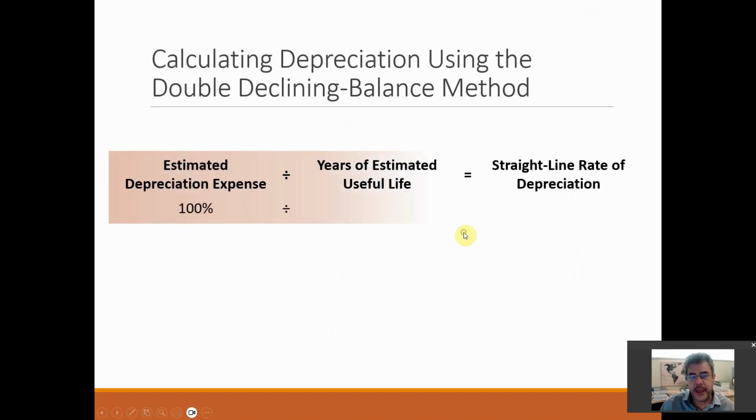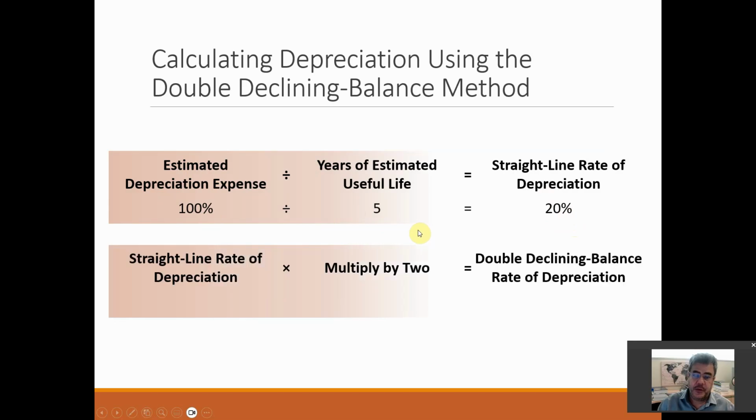And how do we calculate it? For instance, with a useful life of 5 years, the straight line rate of depreciation is 20%. And how do we find this 20%? 100% divided by 5. And then we multiply by 2, giving a double declining balance rate of 40%. But there is a way to do it better on Excel. And how do we do it?